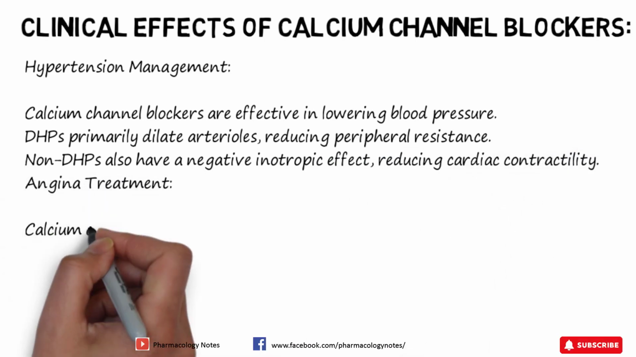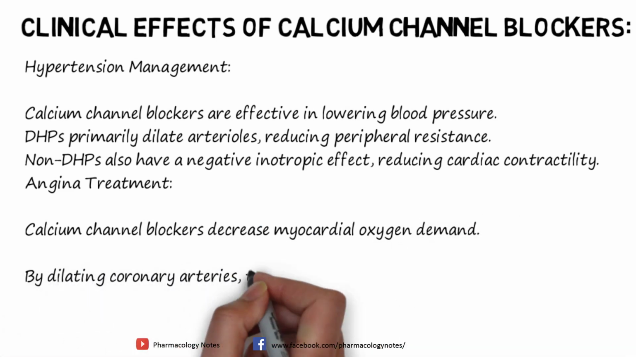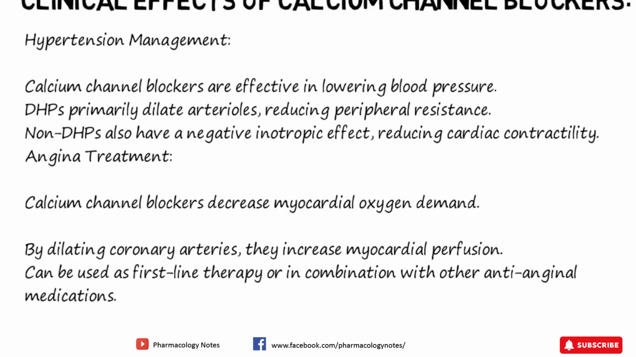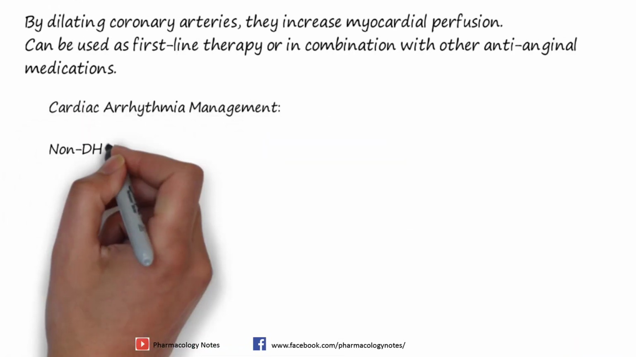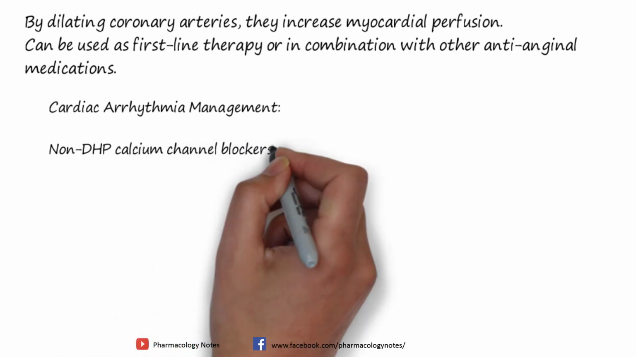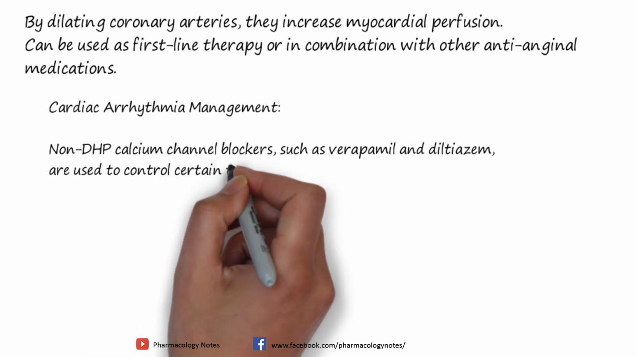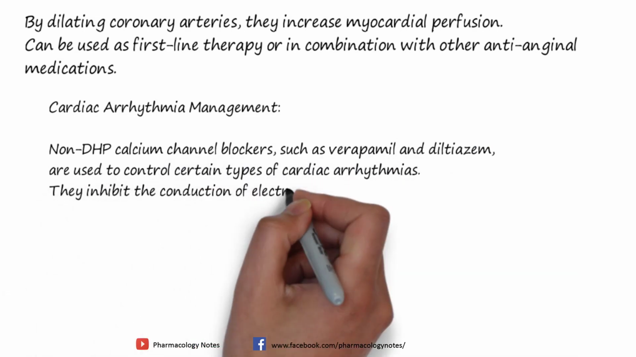Angina treatment. In angina treatment, calcium channel blockers decrease myocardial oxygen demand by dilating the coronary arteries. They increase myocardial perfusion and can be used as first-line therapy or in combination with anti-anginal medications. Cardiac arrhythmia management: non-dihydropyridine calcium channel blockers such as verapamil and diltiazem are used to control certain types of cardiac arrhythmias. They inhibit the conduction of the electrical impulses and slow the heart rate.